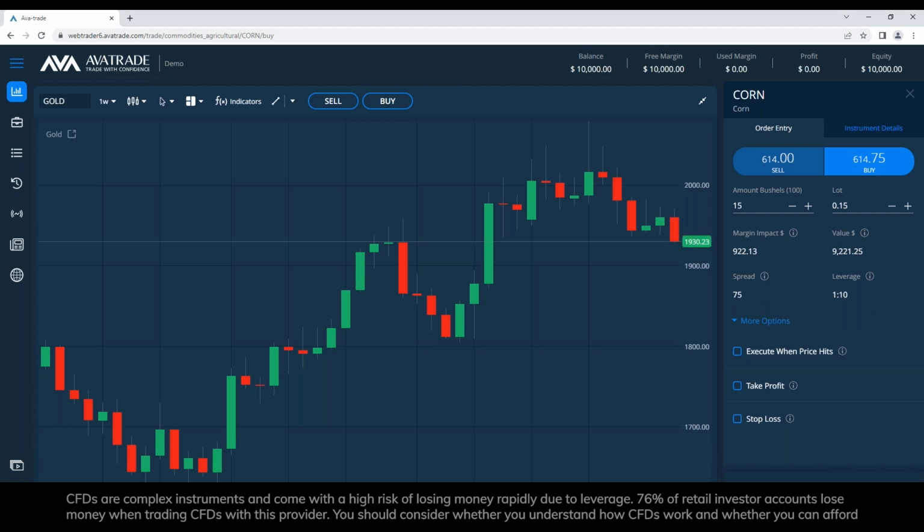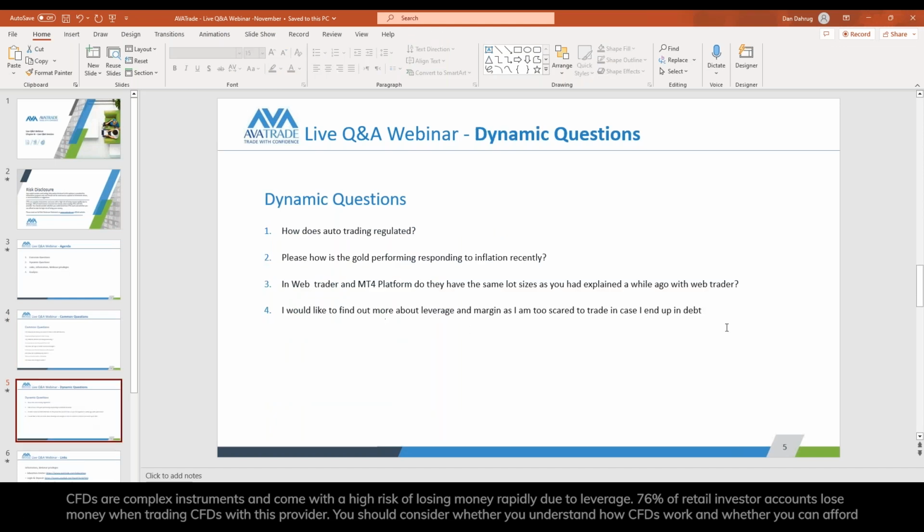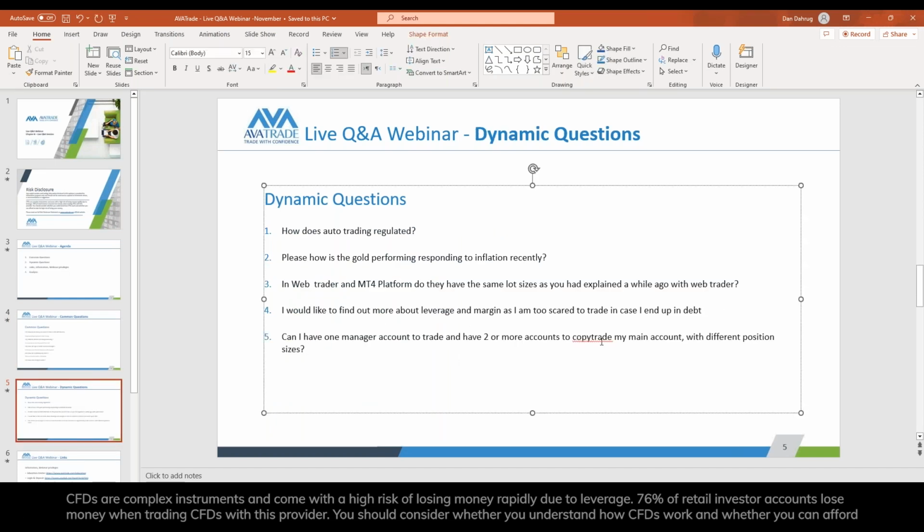Can I have one account manager to trade and have two or more accounts to copy trade my main account with different position size? Of course. This is what a lot of clients do. They trade with the account manager and they have an account that they are copying, and then you can compare the results. What's giving you better numbers? Let me paste your question here.